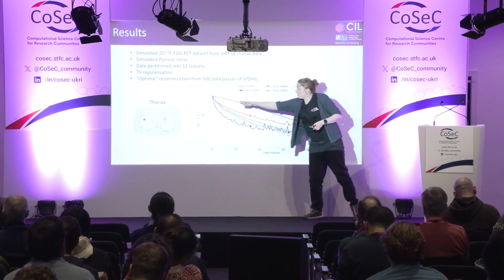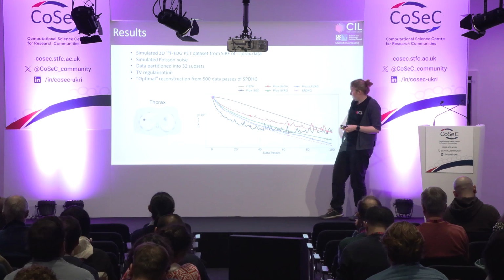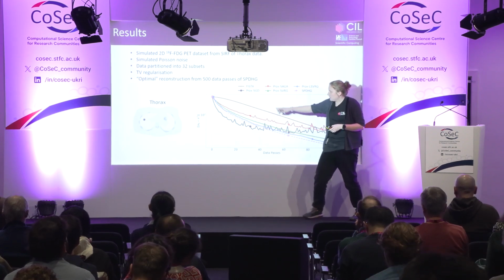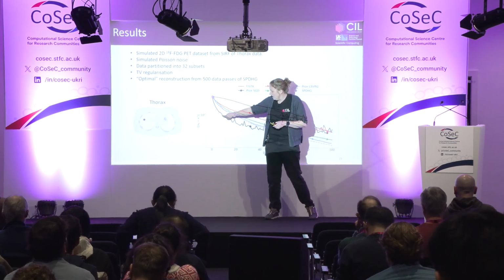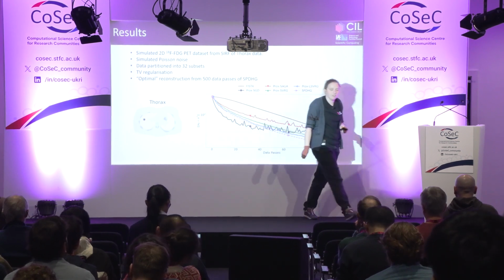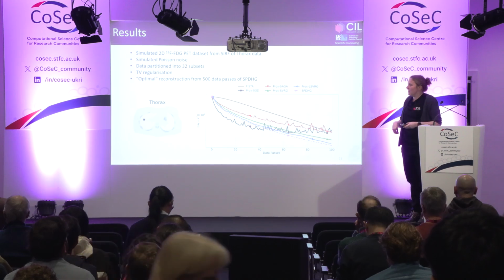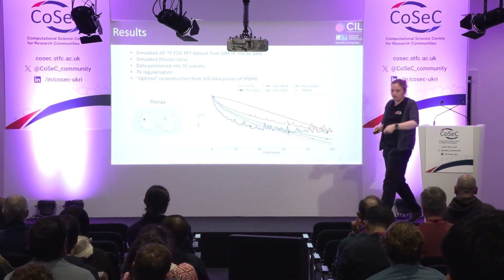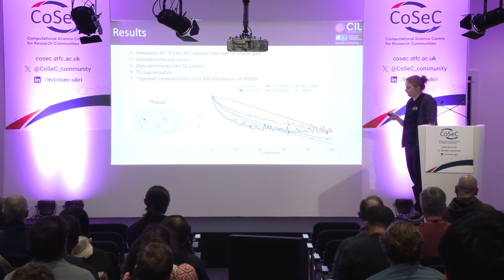And FISTA, which is our deterministic algorithm, takes about 55 data passes to get to this line, whereas proximal stochastic gradient descent is only taking about 10 or so. So the idea is that these stochastic methods can increase the speed and efficiency of our reconstruction.